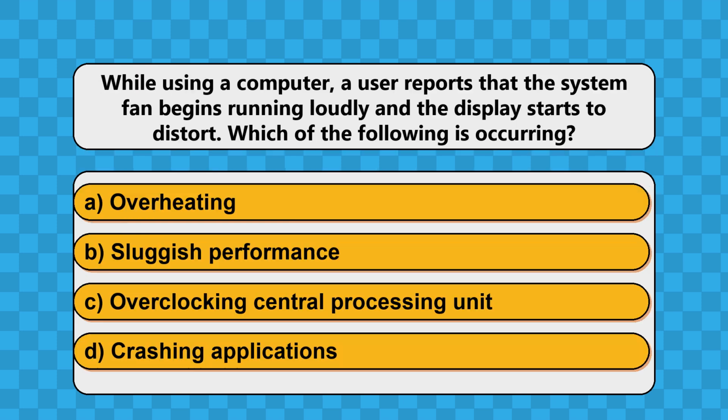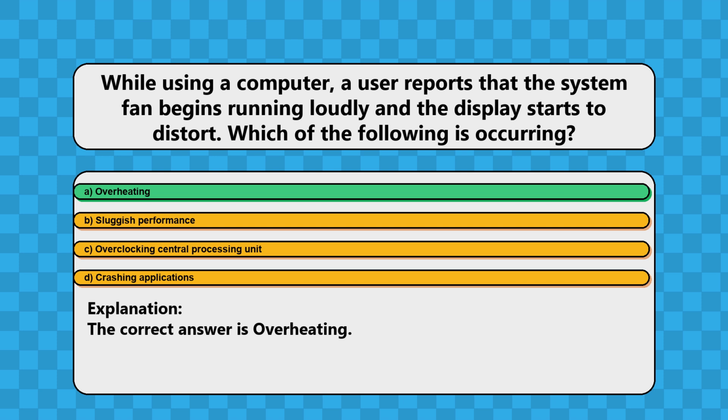Question 63. While using a computer, a user reports that the system fan begins running loudly and the display starts to distort. Which of the following is occurring? Option A, overheating. Option B, sluggish performance. Option C, overclocking central processing unit. Option D, crashing applications. The correct answer is option A, overheating.